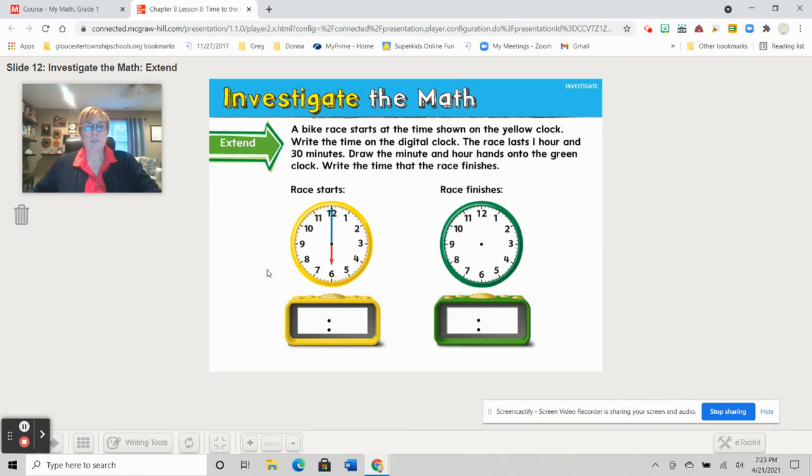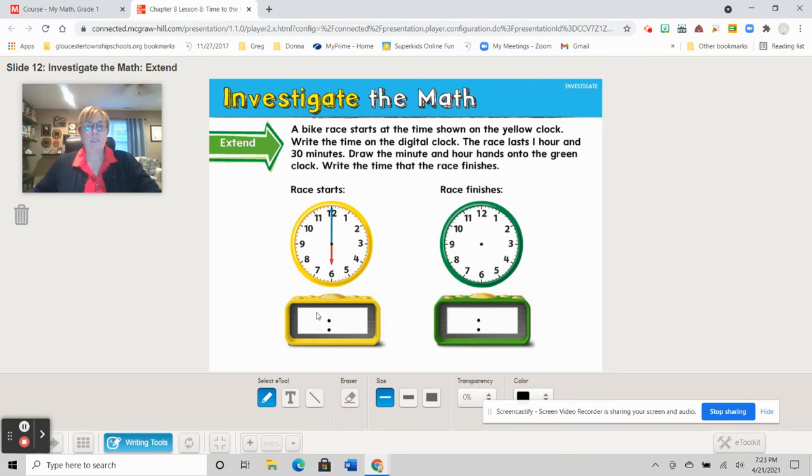I'll help you with this one. I'll start at least with this one. If you wrote 6 o'clock, you are correct because the hour hand is on the 6 and the minute hand is pointing to the 12, so it's o'clock.